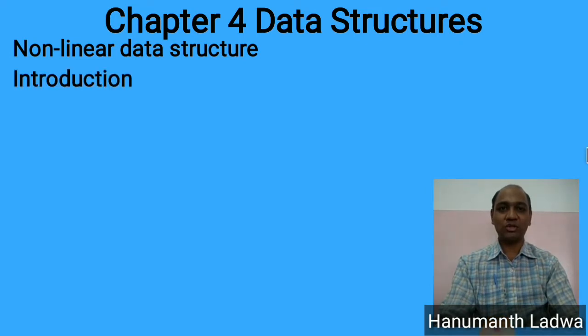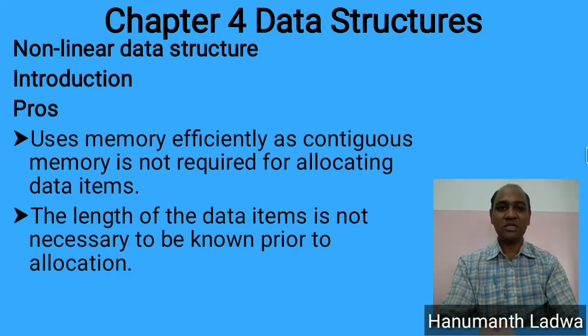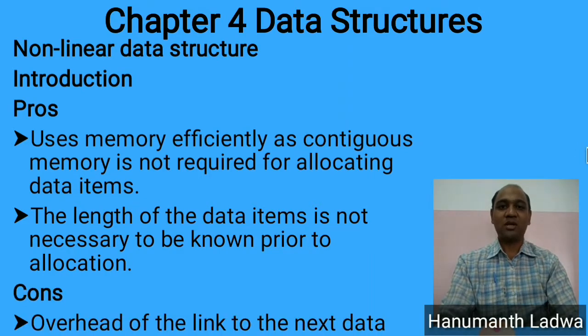Let us have an introduction. A non-linear data structure is a data structure in which each data item is linked to several other data items. There are two pros and one con. Pros and cons are nothing but the advantages and disadvantages. Let us continue with the first pro. It uses memory efficiently, as contiguous memory is not required for allocating data items. The second pro is that the length of the data item need not be known prior to allocation. The con is the overhead of the link to the next data.